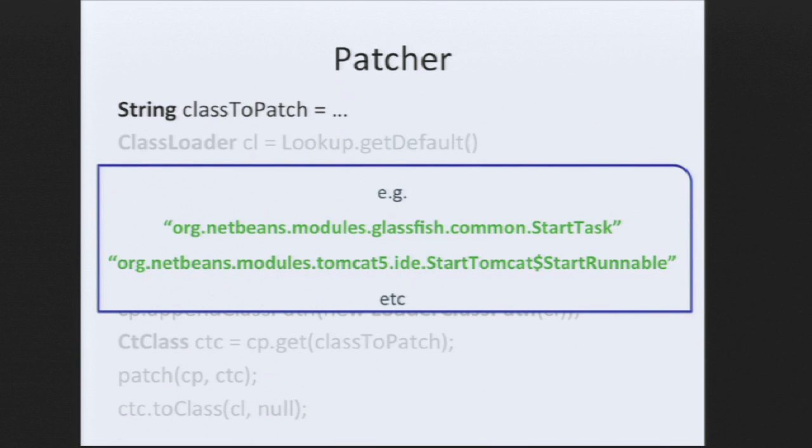So let's take a look at what it is. You have to figure out first what are the classes to patch on the platform, because for each project type or for each application server which you want to start, it's implemented in different classes. So for each Tomcat or Jetty or Glassfish, you have to figure out what classes are responsible for that. And in this example, it's start Tomcat, start runnable, which is an inner class actually.